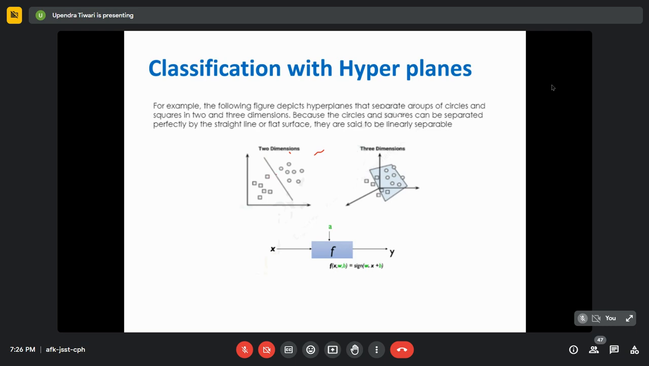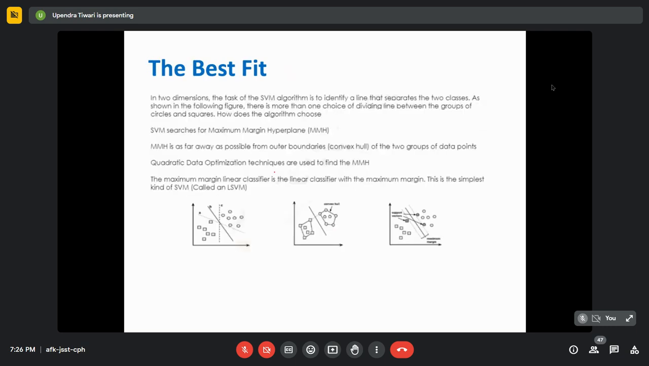Now suppose this is the data we have, and we are trying to put the hyperplane between these 2 classes. We can put it in 3 ways. One is this one, which is A, another is B, another is C. So we have to finalize which hyperplane will be the best one.